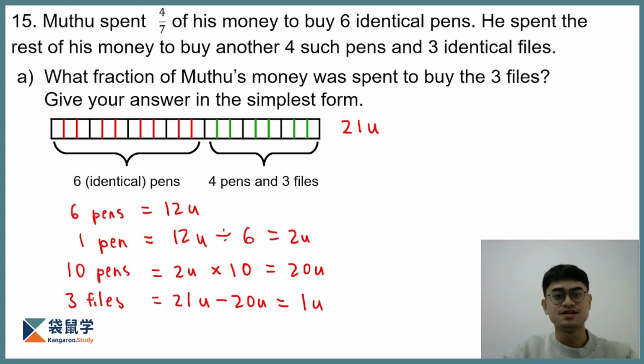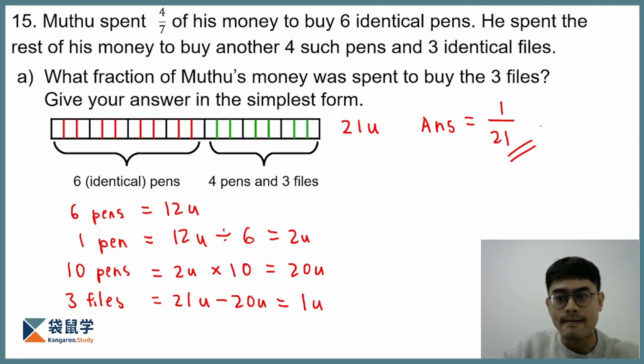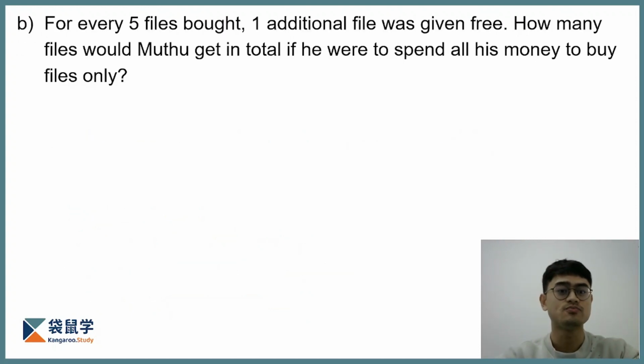Is that a final answer? No, it's not, because it's asking for the fraction. So in order to find a fraction, if 3 files cost 1 unit and he has 21 units in total, what is the fraction we want? We just want 1/21. Okay, so easy enough, and that's already in the simplest form. So now we can move on to part B.